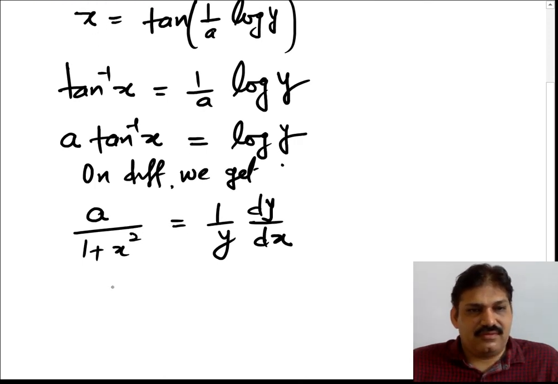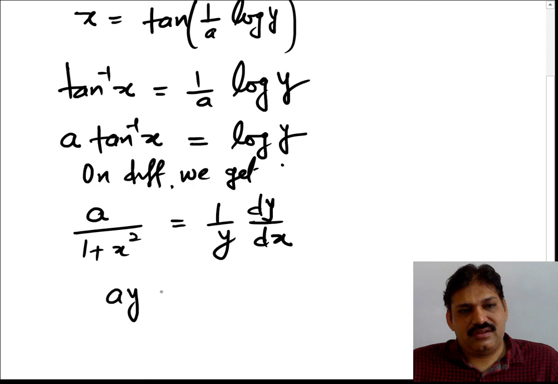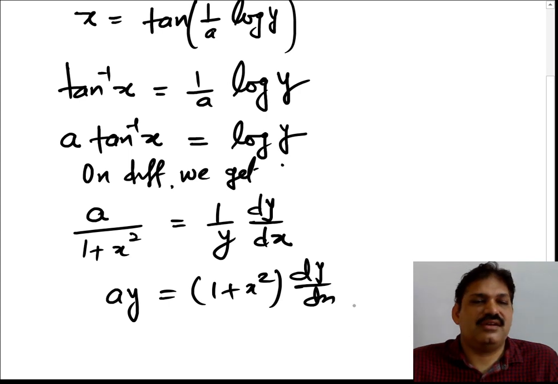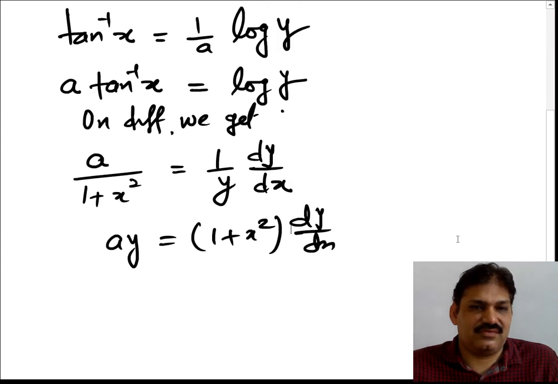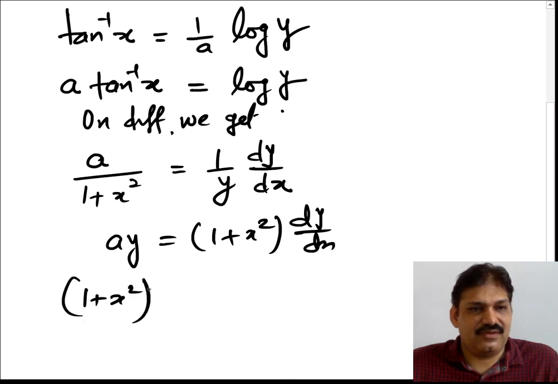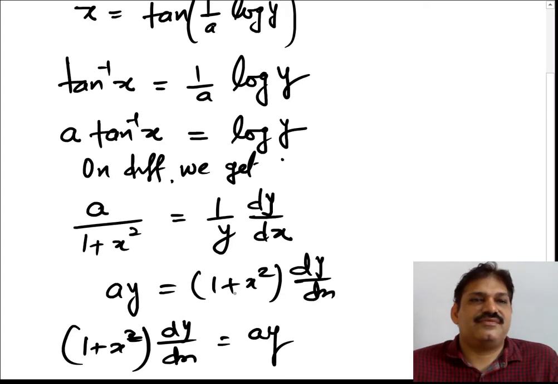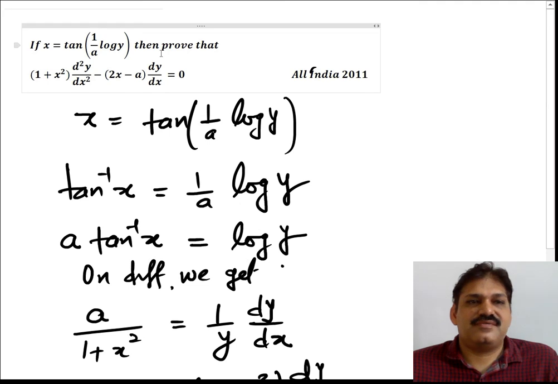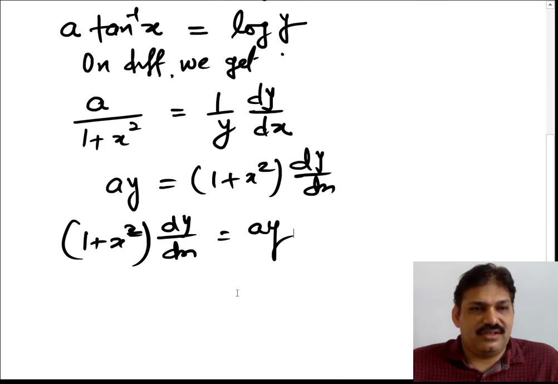So here, if I cross multiply it, what I get is ay is equal to 1 plus x square times dy by dx, or simply if I take this to the left hand side, I'll find 1 plus x square times dy by dx is equal to ay. Since we need the result in terms of the second derivative, we differentiate again.